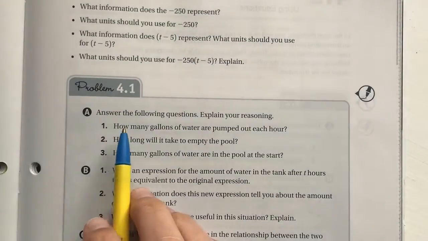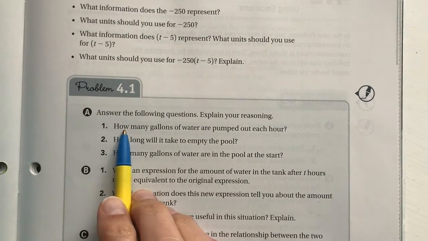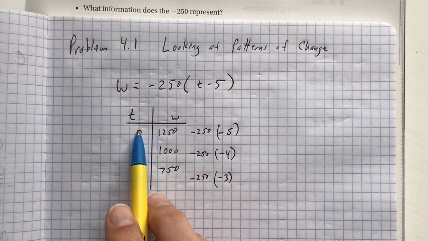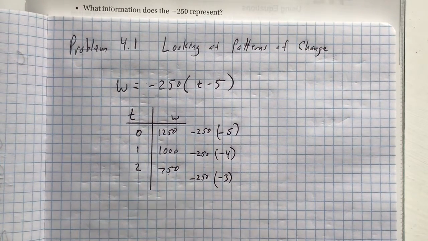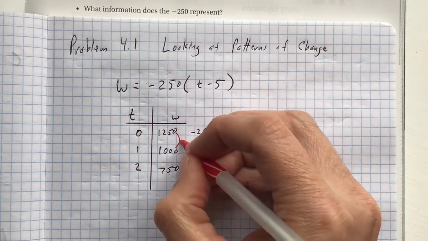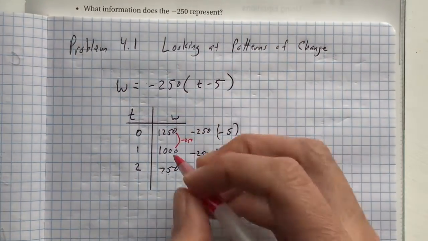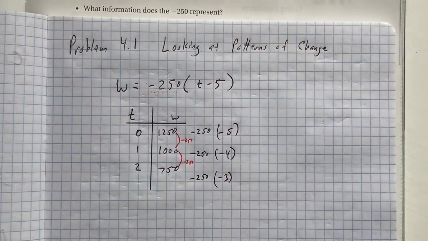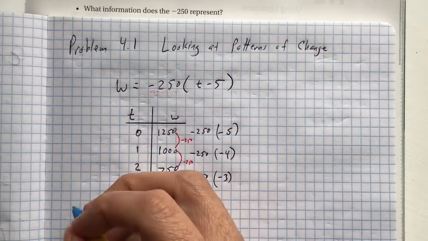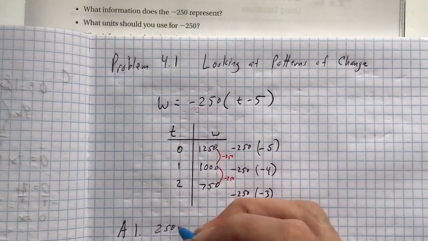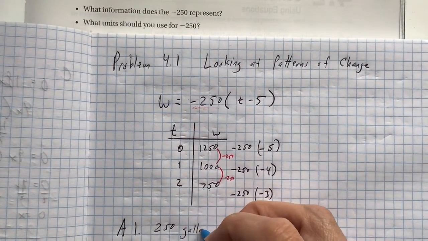Okay, so a little bit of a start here. I see some more questions we might be making sense of. How many gallons of water are pumped out each hour? If I go from 0 to 1, I see that going from here to here it looks like minus 250 gallons, and then from here to here, minus 250. So I think that's going to be our rate. For the first question, how many gallons per hour? I think 250 gallons per hour.